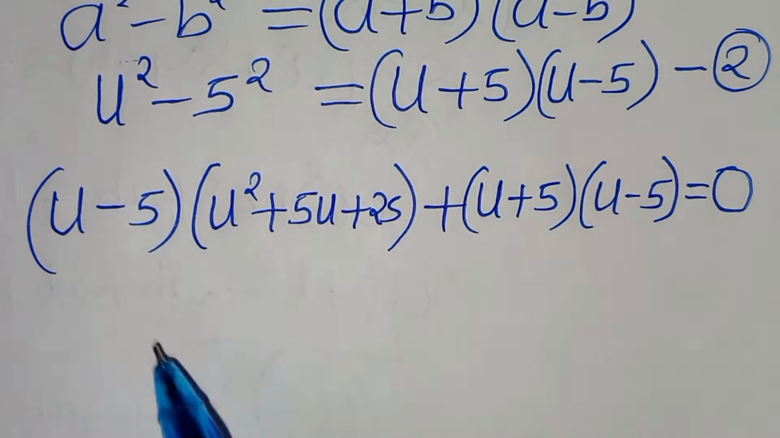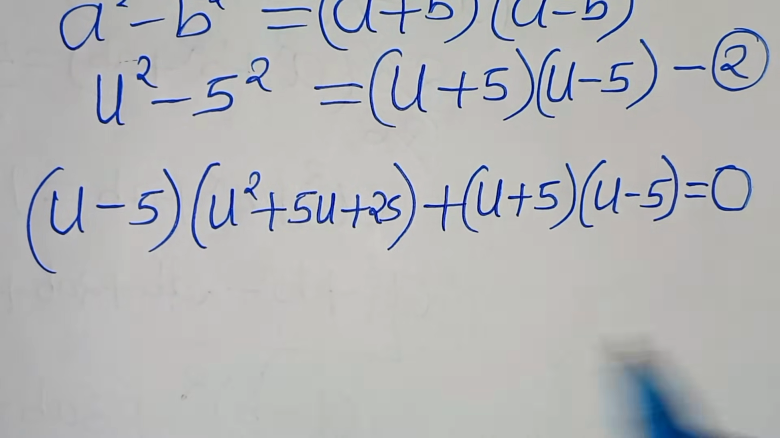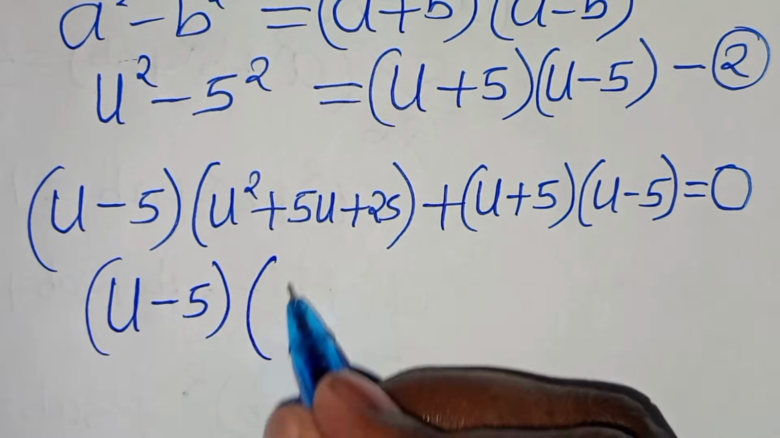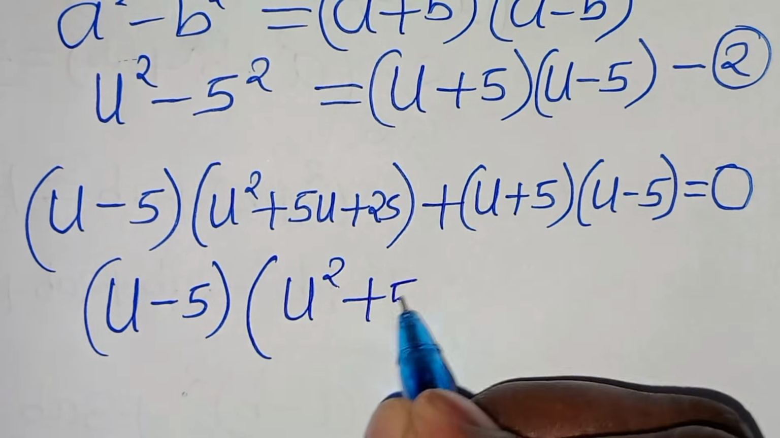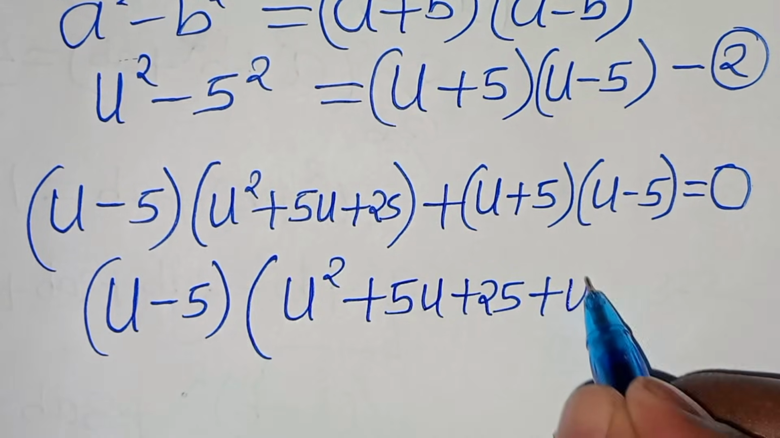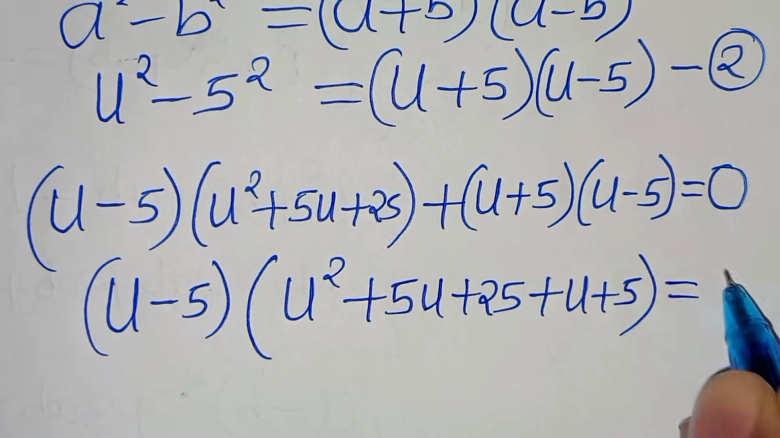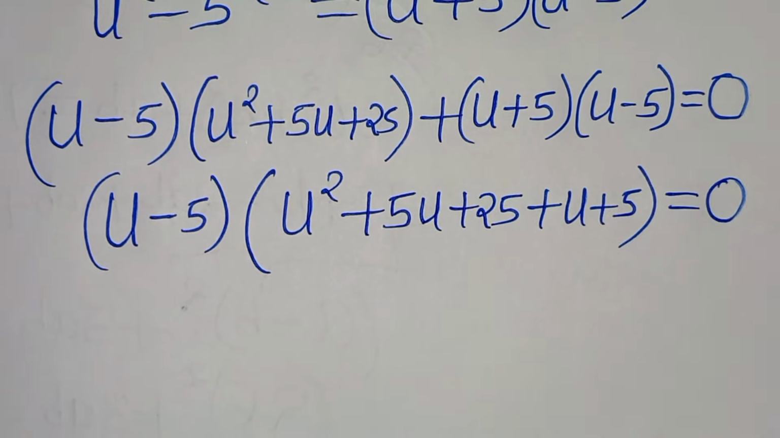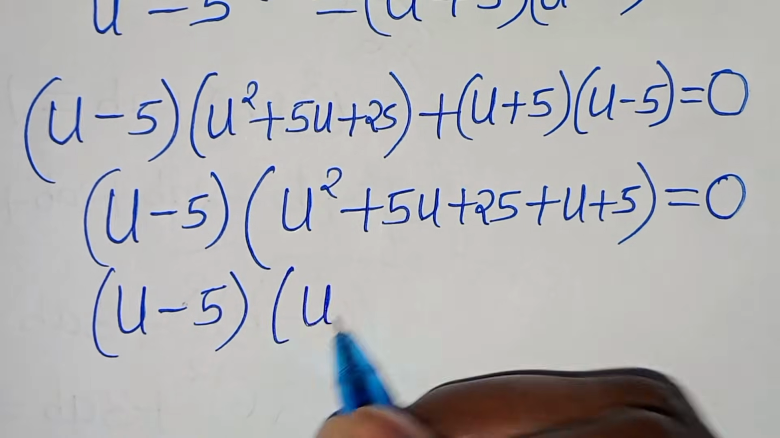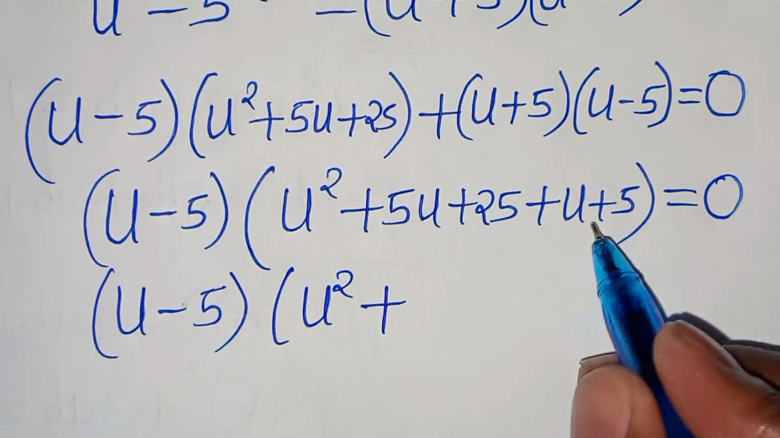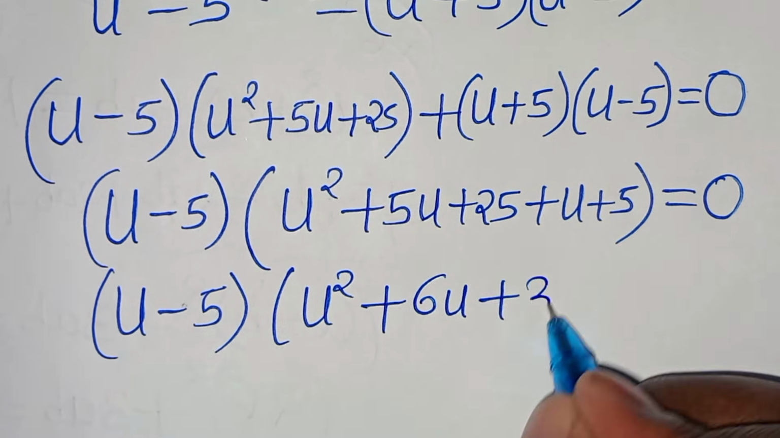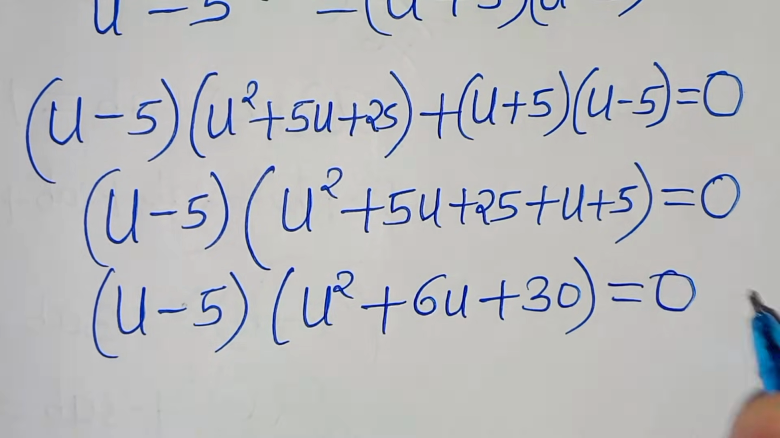Now, if we check here, u minus 5 is common, so we can factor out u minus 5 into the parentheses. This is u to the power of 2 plus 5u plus 25, then plus u, then plus 5. This is equal to 0. So this is u subtract 5 times u to the power of 2, then plus 5u plus u, this is 6u, then plus 25 plus 5, this is 30, and this is equal to 0.